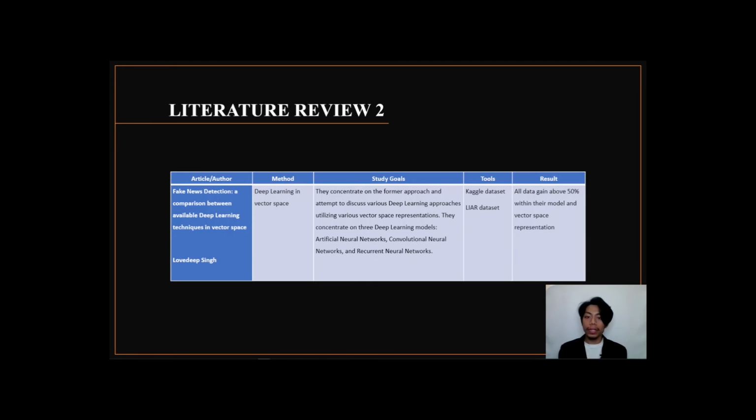Second, Fake News Detection: A Comparison Between Deep Learning Techniques in Vector Space by Love DeepSync. He concentrated on three deep learning models: artificial neural network, convolutional neural network, and recurrent neural network, in an attempt at a former approach by utilizing various vector spaces. All data from his study gained more than 50% within their models and vector space representations.